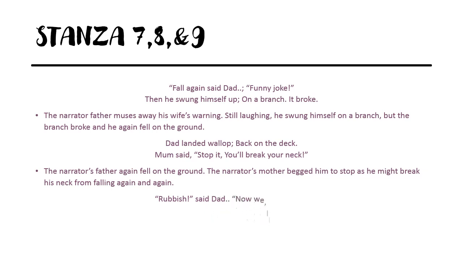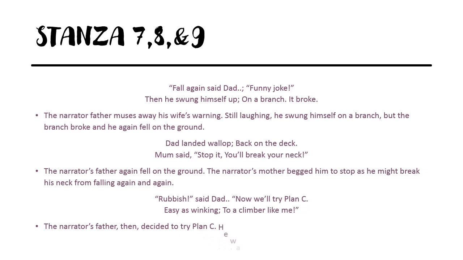Rubbish, said Dad. Now we'll try plan C. Easy as winking to a climber like me. The narrator's father then decided to try plan C. He was still confident that being a great climber, he would succeed. Moving to the next stanza.